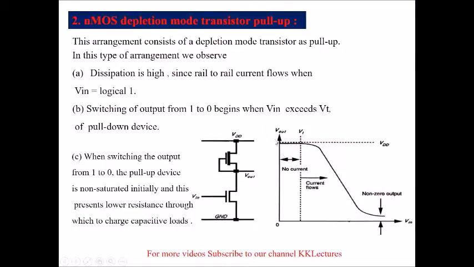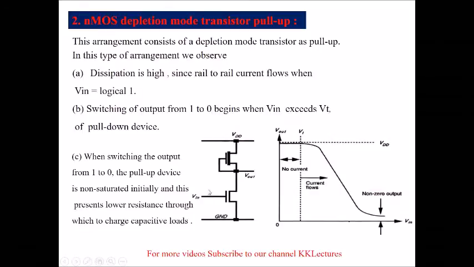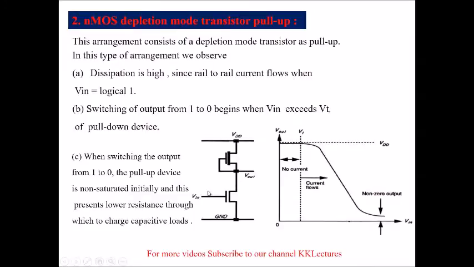If you observe the graph here, when the output starts switching to 0, that means when my input is equal to 1, it will not spontaneously give an output of 0. Only when my input crosses the threshold voltage does the output become 0, but according to my graph the output is non-zero.